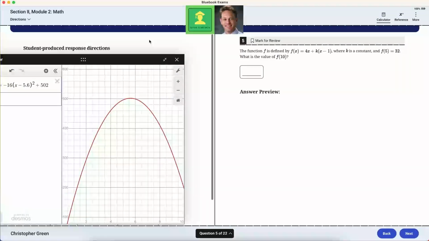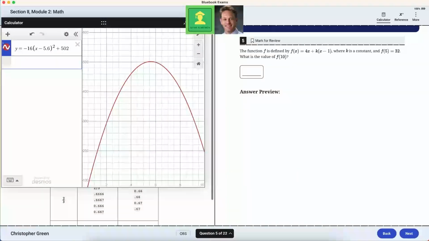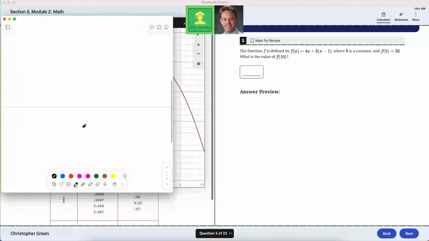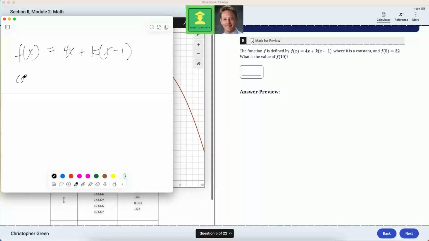Function f is defined as that, where k is a constant and f(5) = 32. Well, whenever it gives you an equation and also a point that happens to be on the equation, they want you to plug that in to get more information. So if f(x) is (4x + k)(x - 1), and it contains the pair (5, 32), as in when you put in 5 as x, you get 32 as the answer.